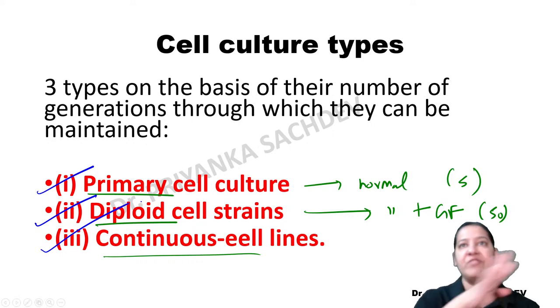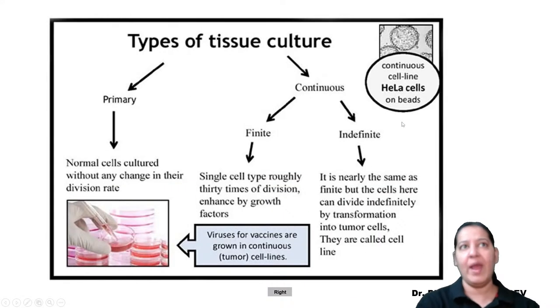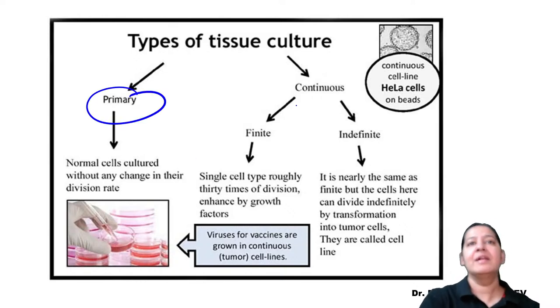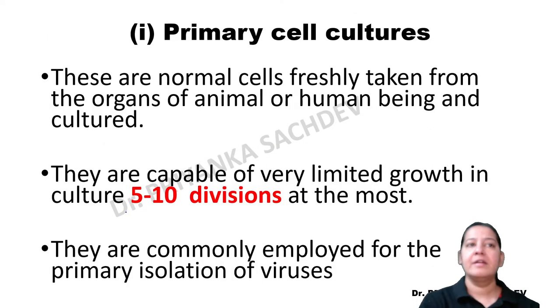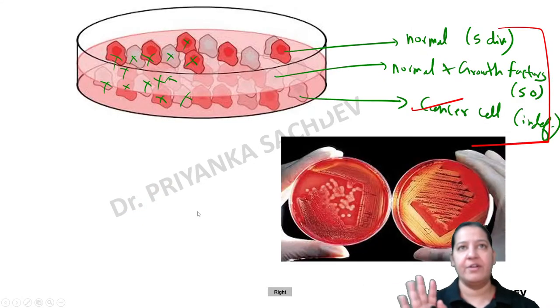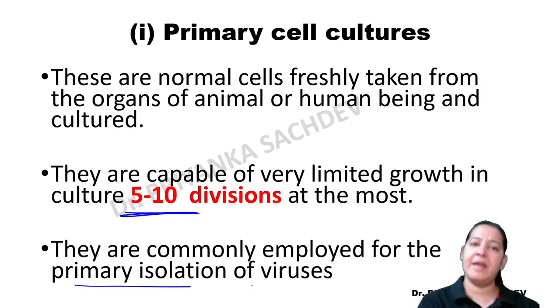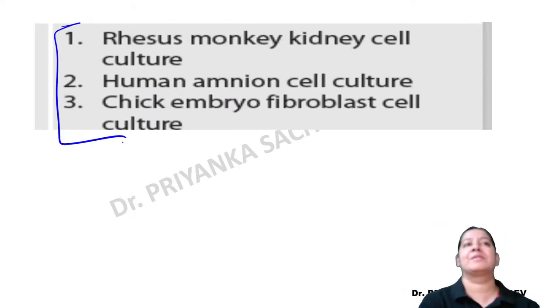In all of them, we take a monolayer of cells in a plate, right? So this is primary, this is diploid, and this is continuous, right? So in primary, the cell will divide for 5 to 10 times. After that, it will not divide. So this is used for primary isolation of the viruses. There are many examples. These are the examples of primary type.